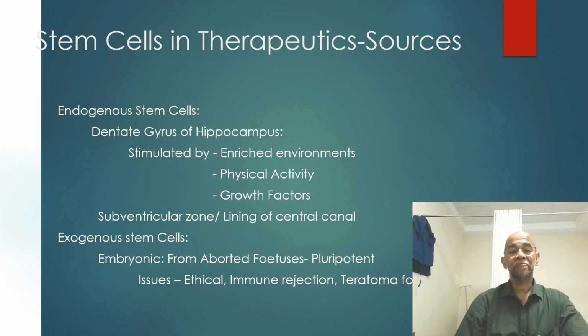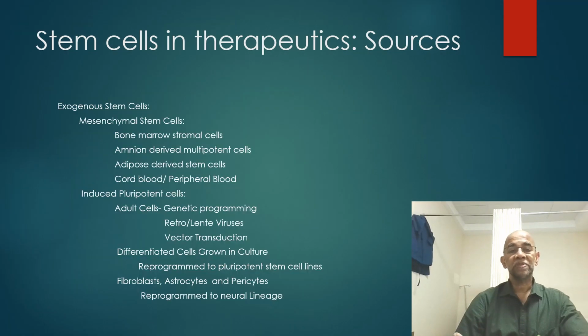Exogenous stem cells can be embryonic. These embryonic stem cells are obtained from aborted fetuses. They are pluripotent, but however, they have ethical issues. There is a problem of immune rejection, and teratoma formation may occur. Exogenous stem cells may be mesenchymal stem cells. These are derived from the bone marrow, from the amnion, from adipose tissue, or from cord blood.